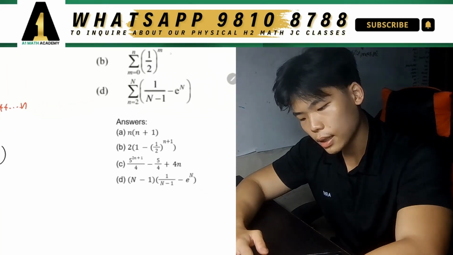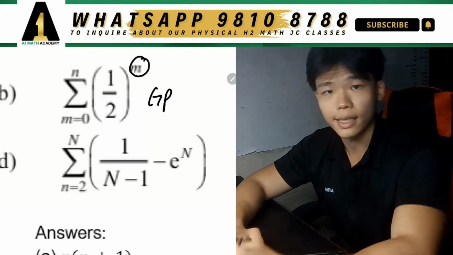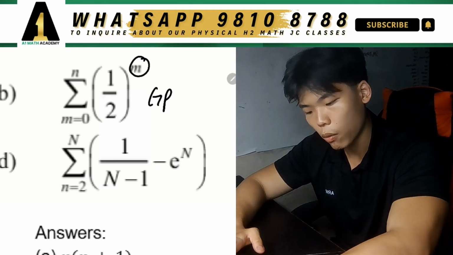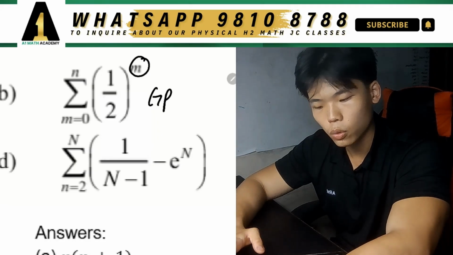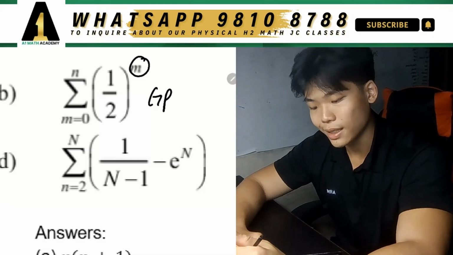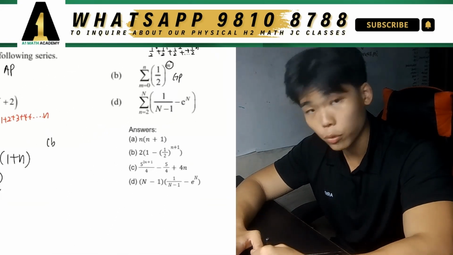This over here is very clearly a GP because the power is the one that is being varied, right? So we have half to the power of 0, half to the power of 1, half to the power of 2, all the way until half to the power of n. So this is a GP. And since this is a GP, for B, we can just use the GP formula that we already know.